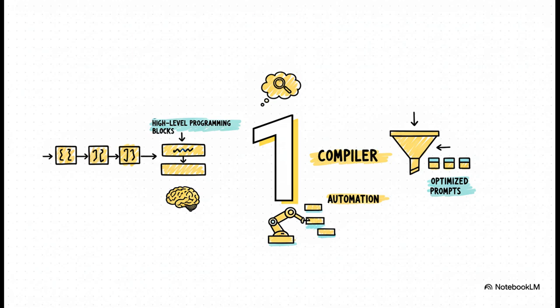And what this all boils down to is one major shift in thinking. The job might be changing. It might be less about being a prompt engineer who crafts perfect sentences, and more about being an AI program compiler, someone who designs and optimizes the systems that generate those sentences automatically.